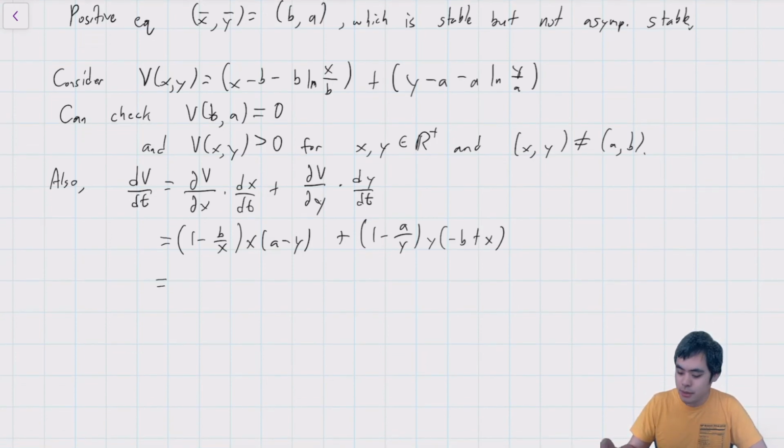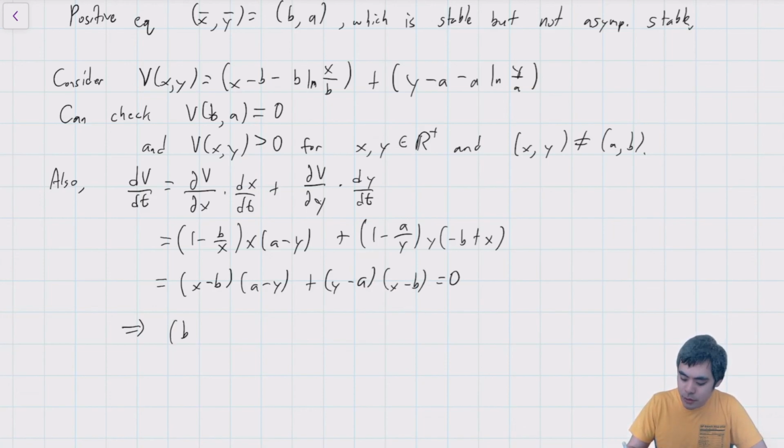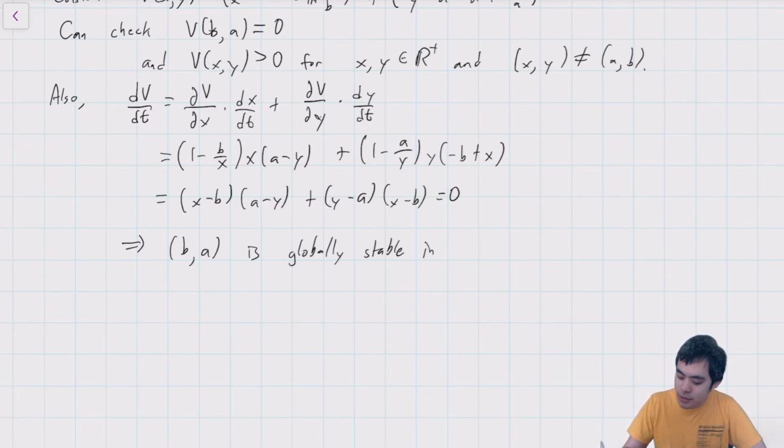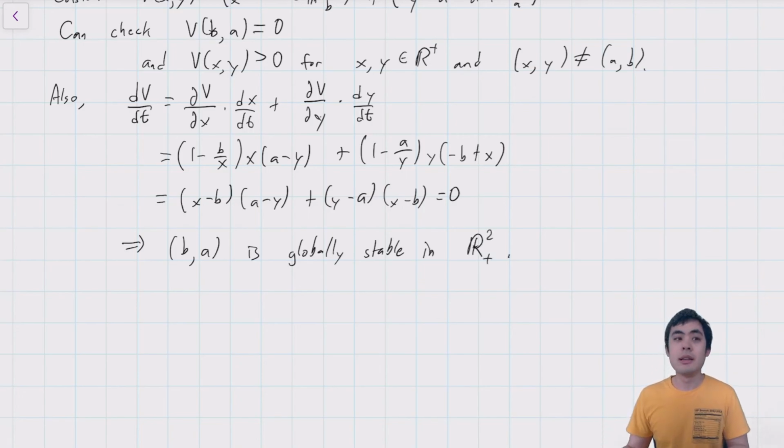So this implies that this is equal to (x minus b) times (a minus y) plus (y minus a) times (x minus b), which is equal to 0. And therefore, (b, a) is globally stable. But note that we haven't proven that this is asymptotically stable, because it's equal to 0 and not less than 0 in the positive quadrant, which is what we care about for predator-prey systems, and we don't care about negative numbers of animals.